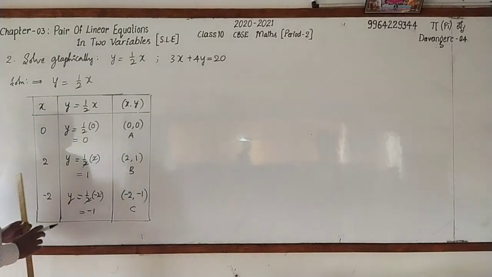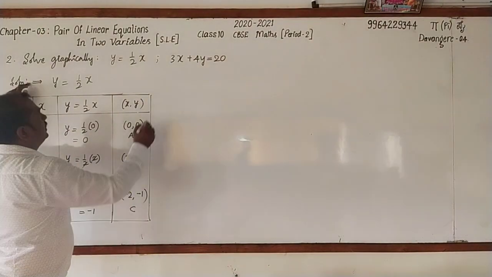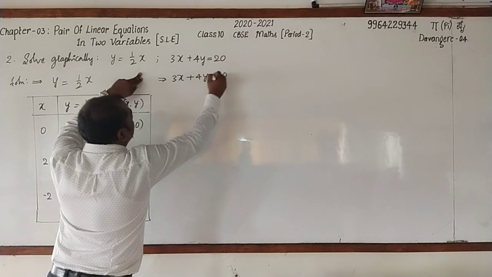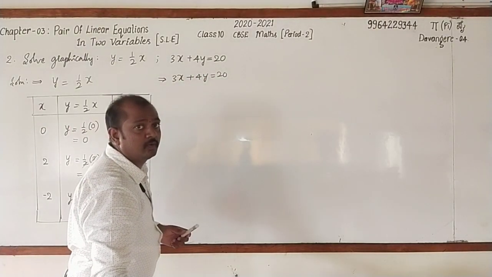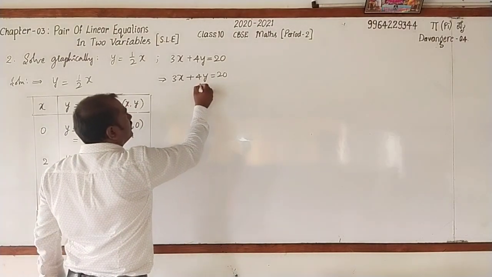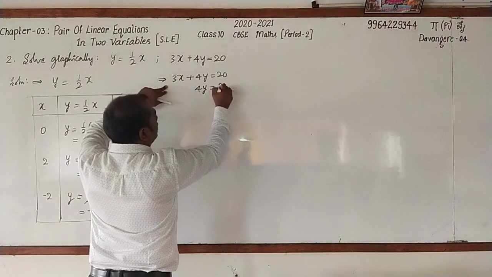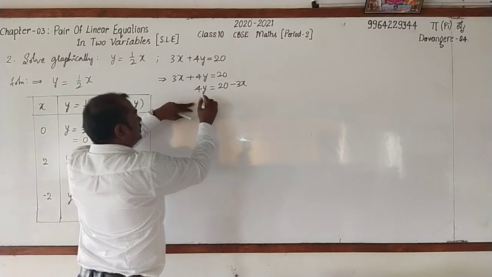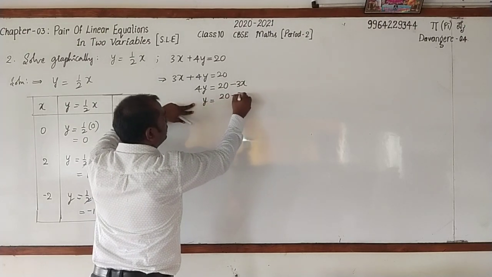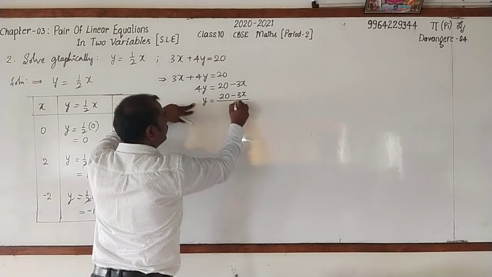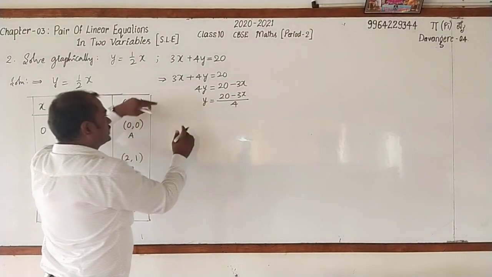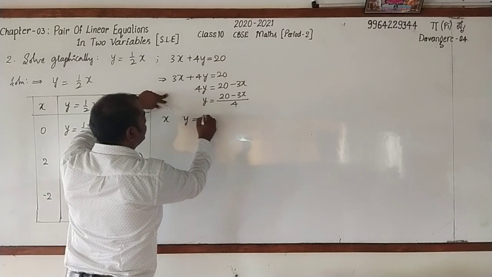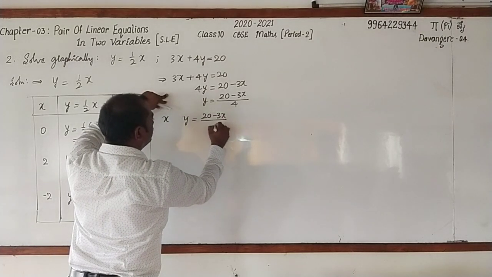Let us go for taking the second equation. It's very important. The second equation is 3x plus 4y is equal to 20. In this, we should solve for y. Hence, let me write 4y as it is, 20. Transfer 3x to the right hand side, becomes minus 3x. Then y is equal to 20 minus 3x, transpose 4 to the denominator. Then y is equal to (20 minus 3x) by 4.